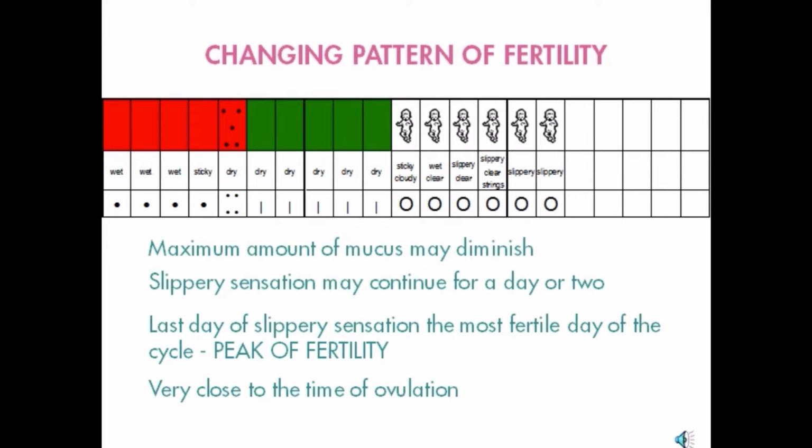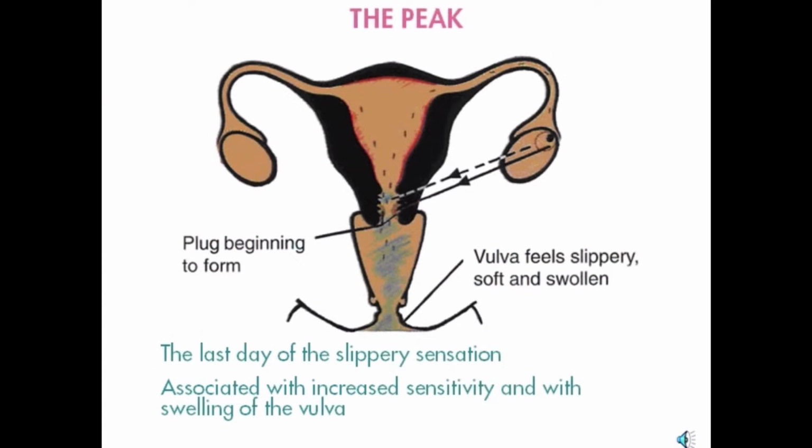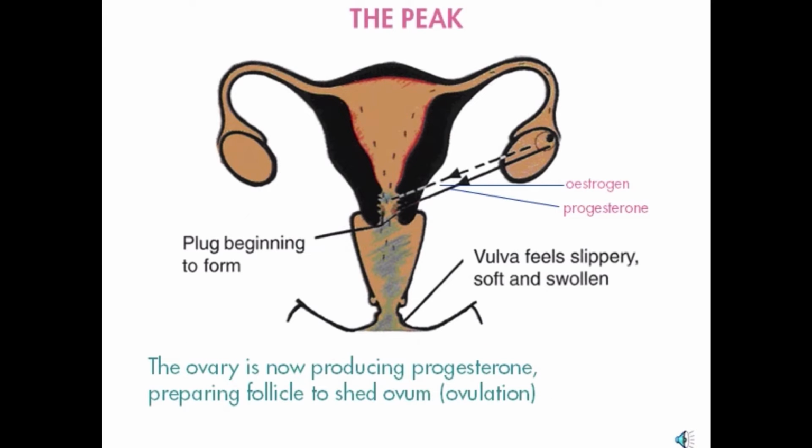The last day of the slippery sensation is called the peak day. It is the most fertile day in the cycle and occurs very close to the time of ovulation. The peak day, the last day of the slippery sensation, may be associated with increased sensitivity, fullness and softness of the vulva. Progesterone is now starting to be produced. Ovulation is about to occur.